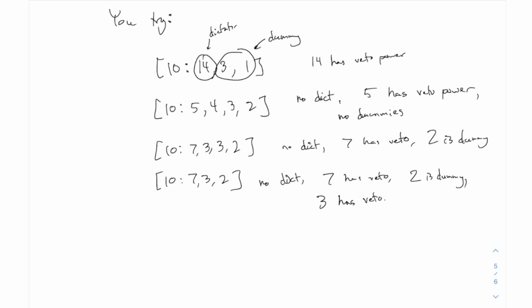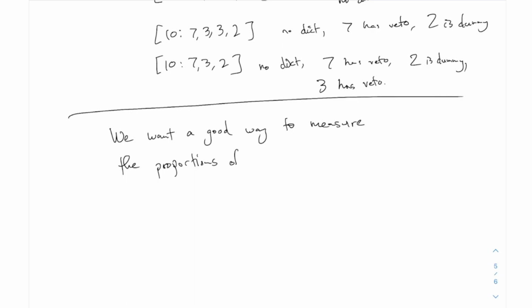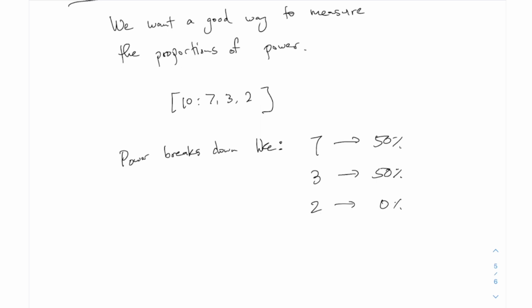So we've got 12 minutes remaining today. I can give you a little introduction to where we're going with this. We would like a real measurement of the proportions of power here. Like, for example, that one that we just talked about, 10, 7, 3, 2. If we look at who's got the real power, where does the power lie in the system? Here, the power breaks down like the 7 has sort of 50% of the deciding power. The 3 has 50% of the deciding power, and the 2 has 0%. This is the kind of measurement that I want to eventually talk about.